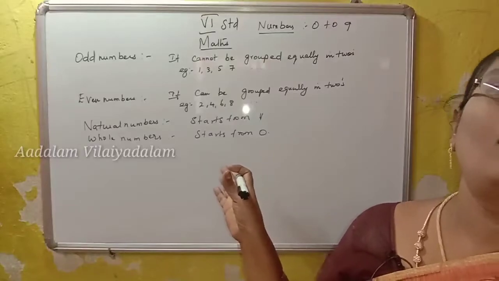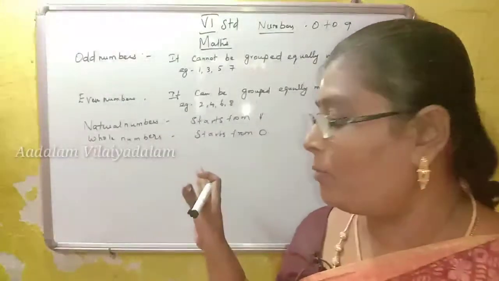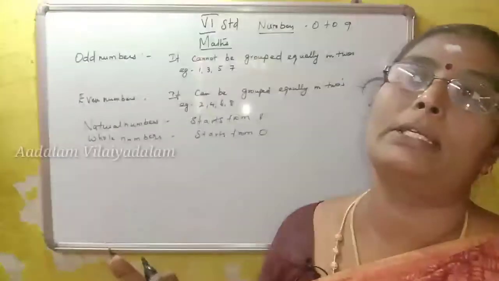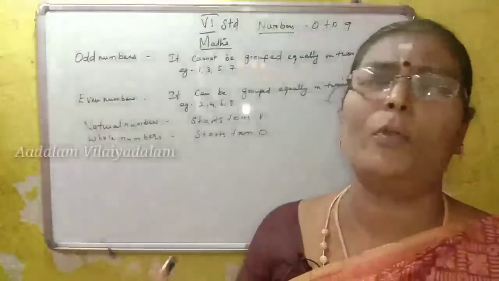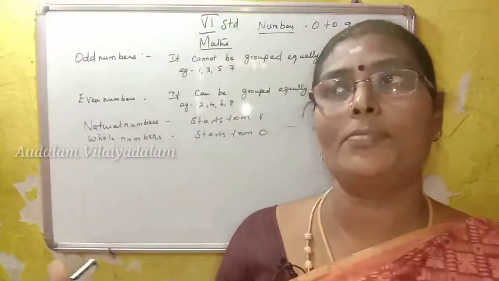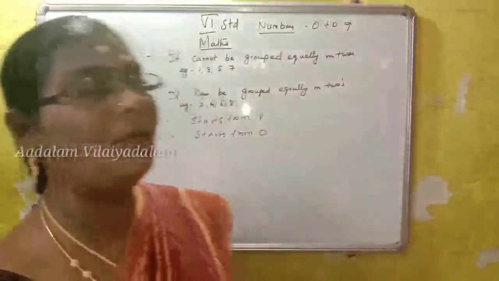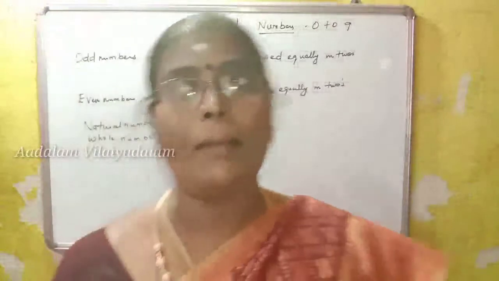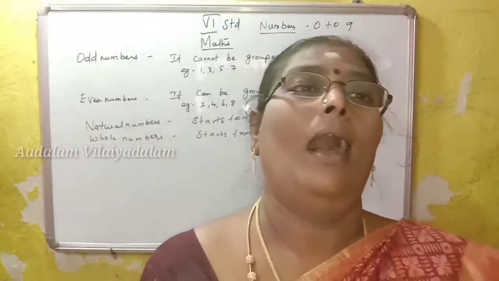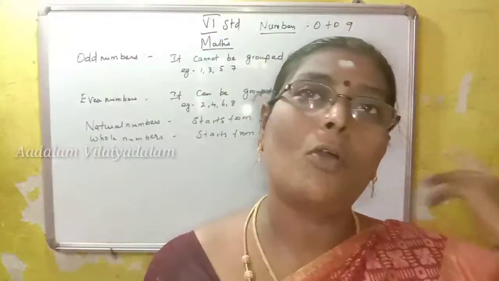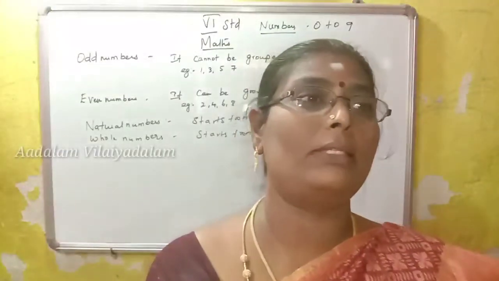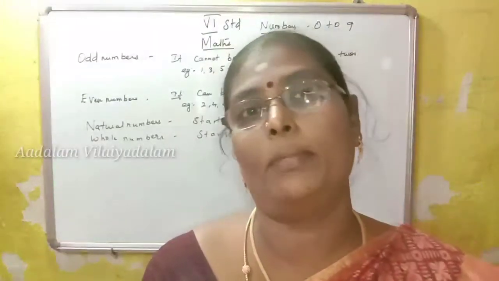In that, we have prime numbers and composite numbers. This also you have studied in 4th or 5th standard, I don't know. Again it is a recap. What is a prime number? So many students I come across say that odd numbers are prime numbers. An odd number is not necessarily a prime number.